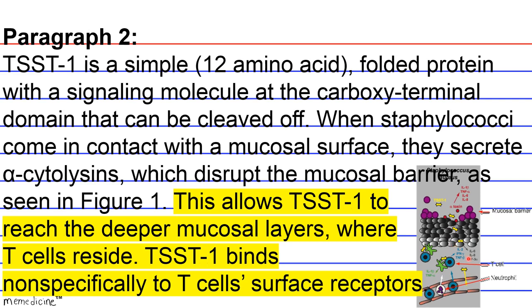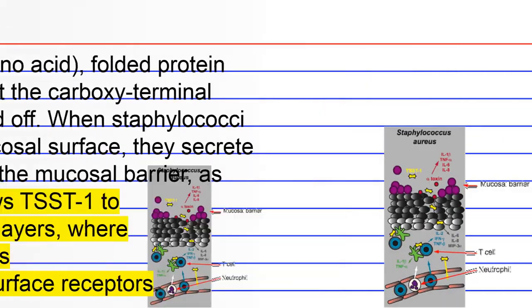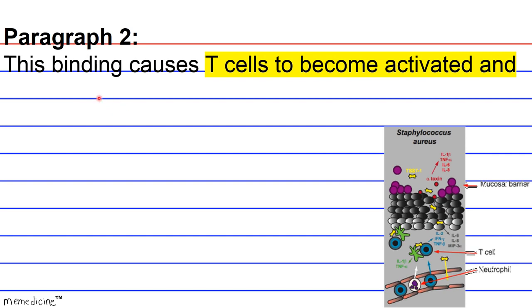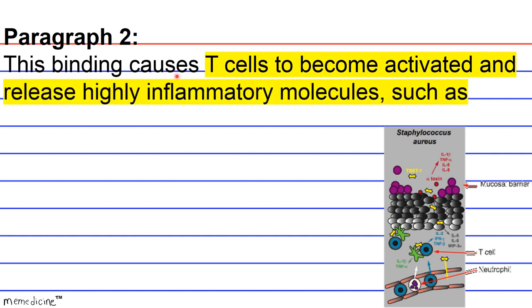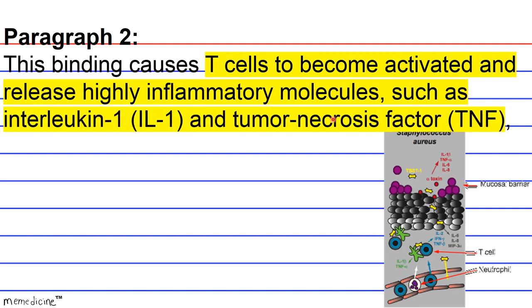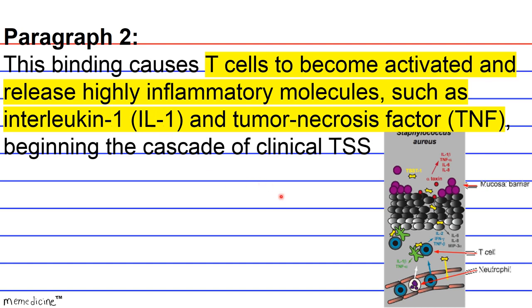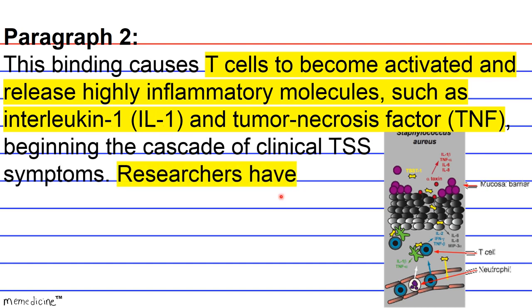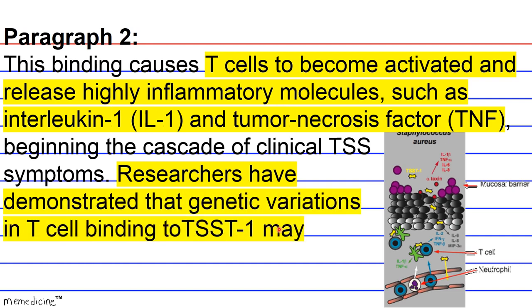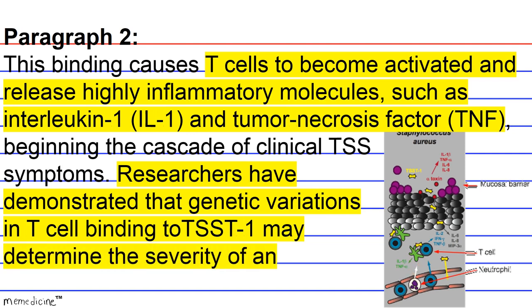TSST1 binds non-specifically to T cell surface receptors. This binding causes T cells to become activated and release highly inflammatory molecules such as interleukin-1 and tumor necrosis factor, TNF, and IL-1 for short, beginning the cascade of clinical TSS symptoms. Researchers have demonstrated that genetic variations in T cell binding to TSST1 may determine the severity of an individual's disease.